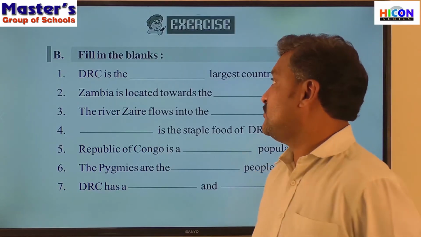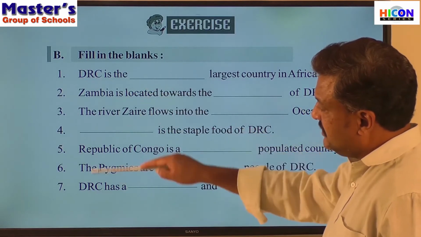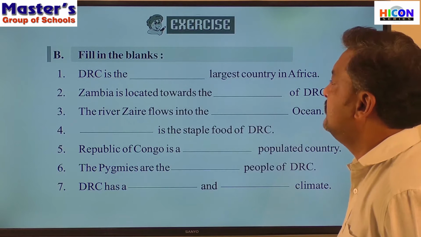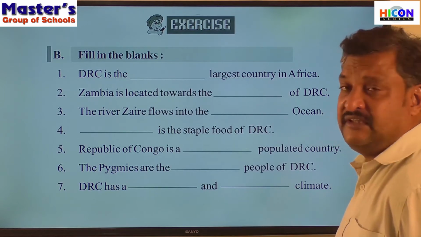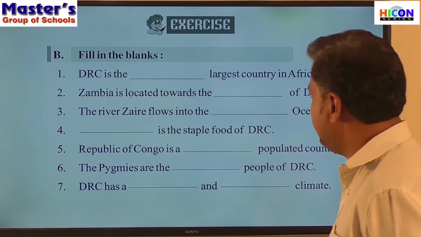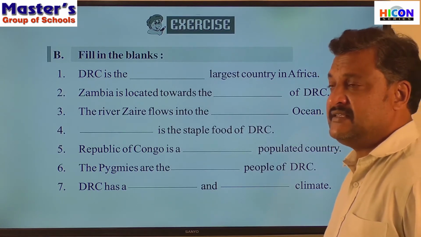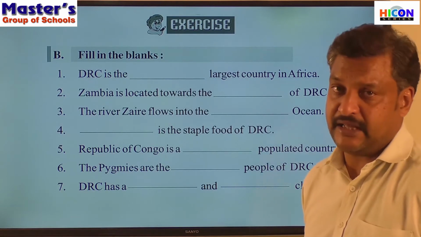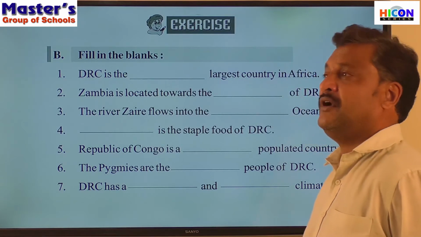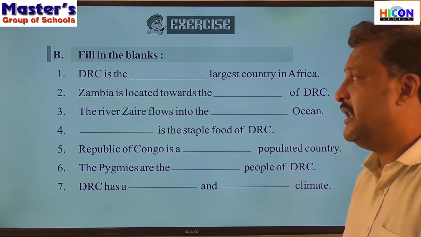Now the next one, fill in the blanks. We have 7 sentences given here with a blank each. What we need to do is read these sentences, check with what we have learned in the lesson, and fill in the blanks.